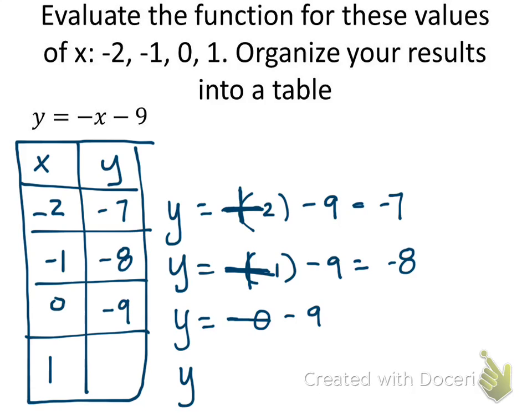And last but not least, 1. Now I've got my negative sign, then I plug in my 1 minus 9. Now do I have same signs or different signs? Same. So I add and keep. And if you notice in your chart, it follows a pattern. That is usually how it will always work out.